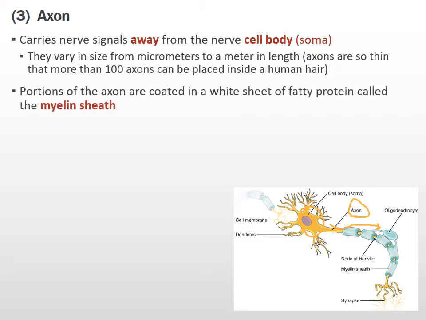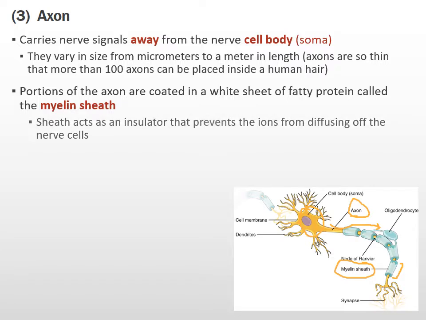Portions of the axon are coated in a white sheath of fatty protein called the myelin sheath. If you look down here, the myelin sheath is this greenish type area here. It basically protects the signal. We say that it acts as an insulator that prevents the ions from diffusing off the nerve cells.